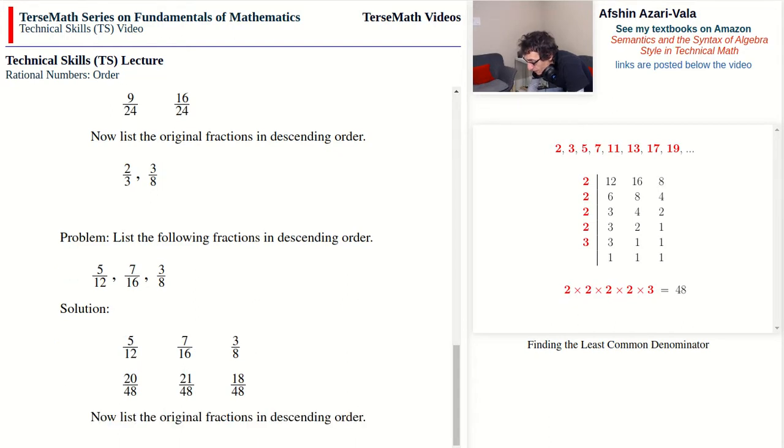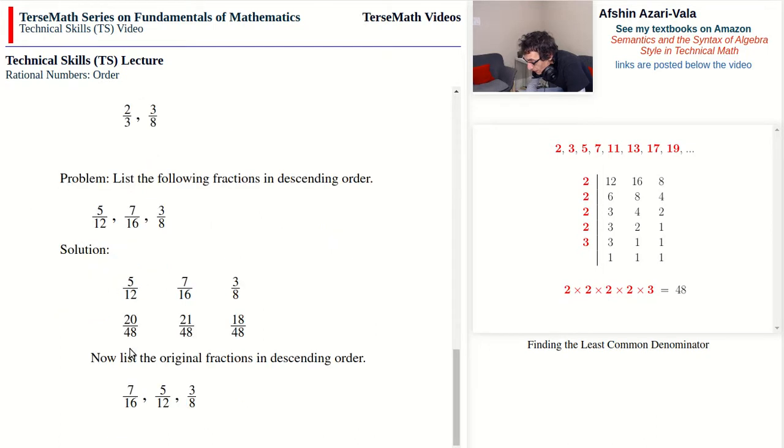Okay, now we can list the original fractions in descending order with the same denominators and all of them being positive. The one with the largest number of pieces. So here 21 is the largest. That would be 7/16. And then the next one would be 5/12. And the last one is 18/48, which is 3/8.